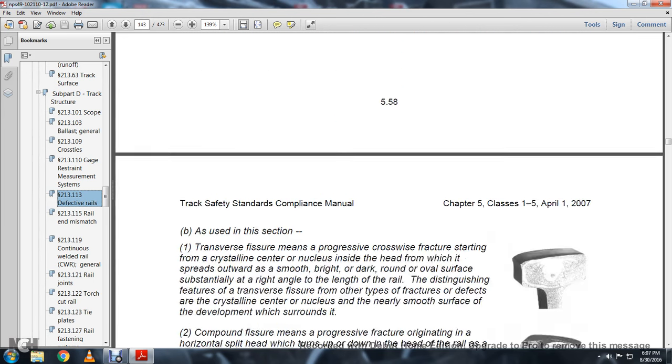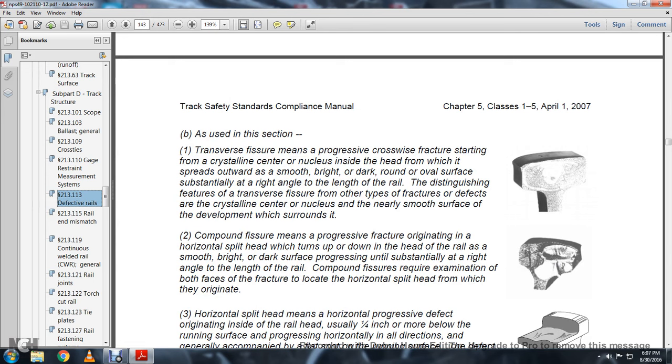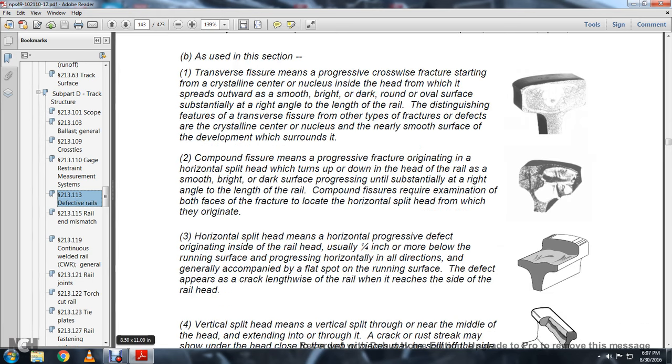All right, as used in this section, transverse fissure means a progressive crosswise fracture starting from a crystalline center or nucleus inside the head, from which it spreads outward as a smooth, bright, or dark round or oval surface substantially at a right angle to the length of the rail. The distinguishing features of a transverse fissure from other types of fracture or defects are the crystalline center or nucleus and the nearly smooth, bright, or dark surface of the development surrounding it.